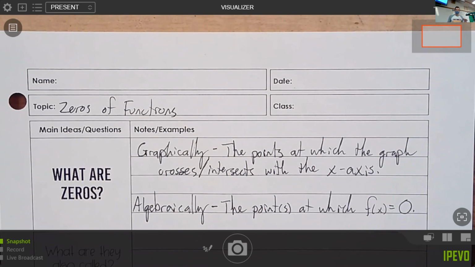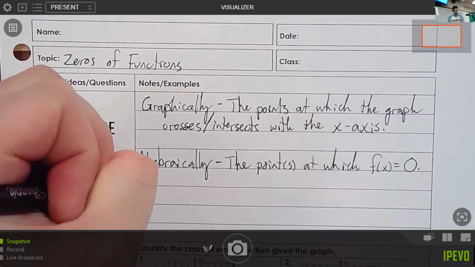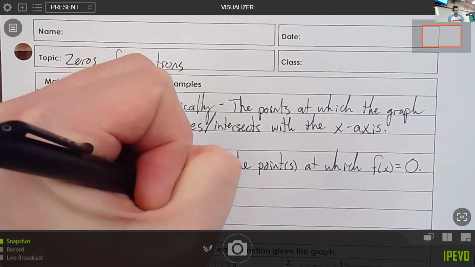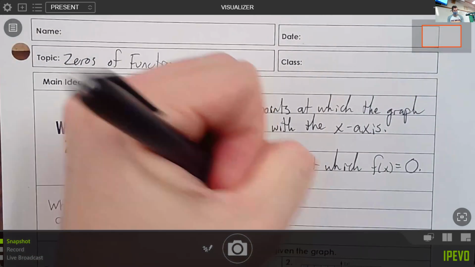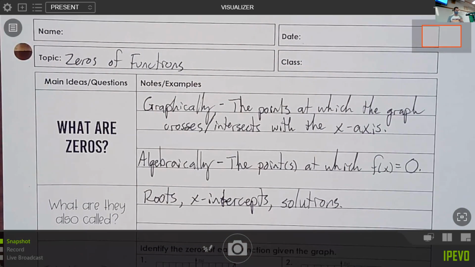All right. Now there are other ways, sort of like we've seen when we're talking about values of x and values of y, how we have a bunch of different names for those. You'll also see different names for zeros. So what else are they called? They're also called roots. They are called x-intercepts. And they're also called solutions. So zeros are known as roots, x-intercepts, solutions, and zeros, the original thing that we're looking at.